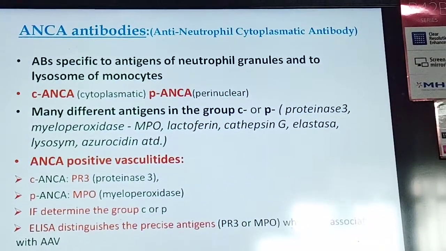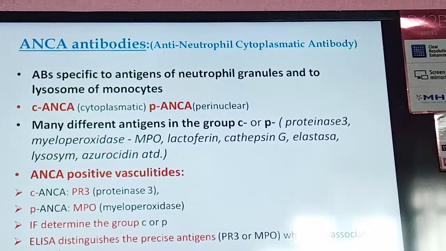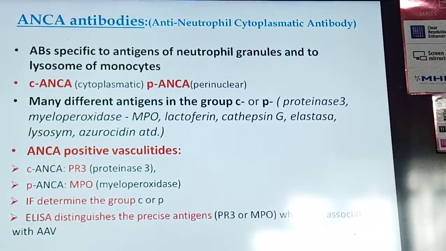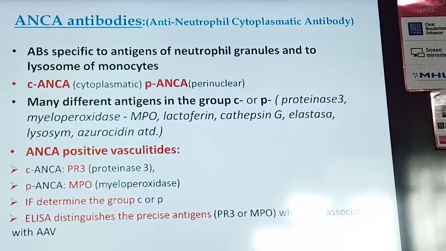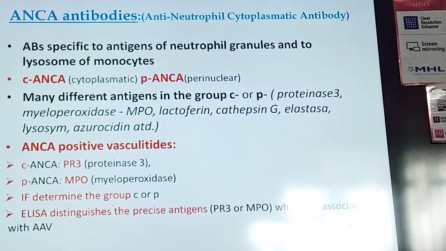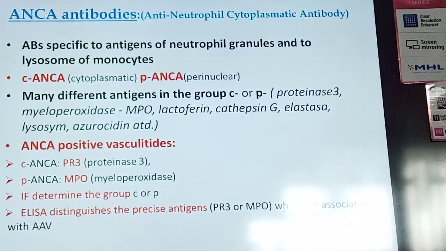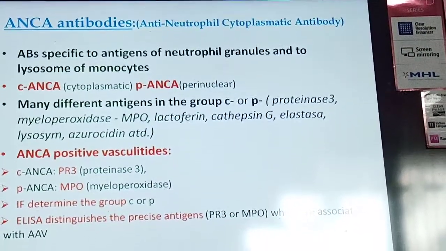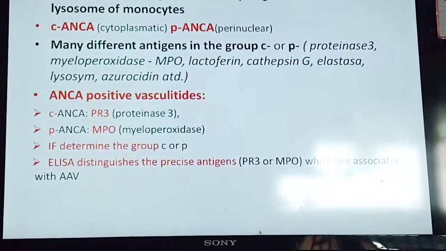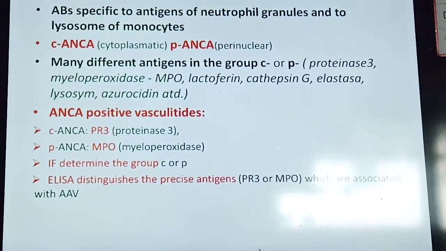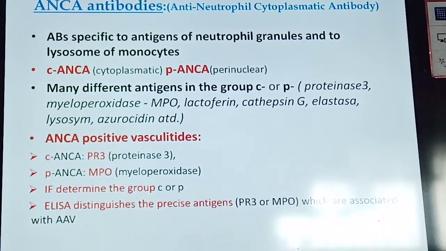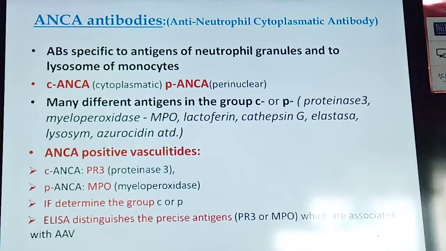There are many different antigens in the group C or P, but the most important are proteinase 3, myeloperoxidase (MPO), lactoferrin, cathepsin G, elastase, lysozyme, and azurocidin. So these are the different types of antigens found in the cytoplasmic or perinuclear region. ANCA positive vasculitis are C-ANCA and P-ANCA, and immunofluorescence determines the group, C or P. ELISA distinguishes the precise antigen, PR3 or MPO, which is associated with the ANCA antibody.